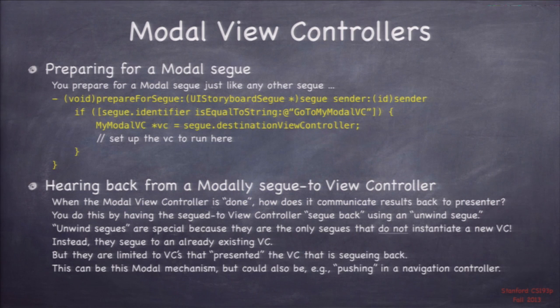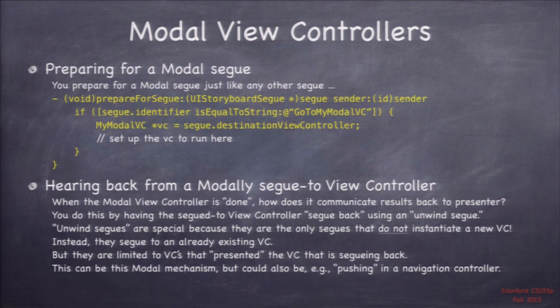Okay, now here's where modal segues get interesting though. That's hearing back, okay? So a modal segue has gone off and done something like created a new contact in your contacts app, and now the view controller that put it up wants to hear back. Okay, well, what was that contact you just created? So this hearing back is kind of the interesting, yet another kind of segue, okay? This hearing back, we call these unwind segues, okay?